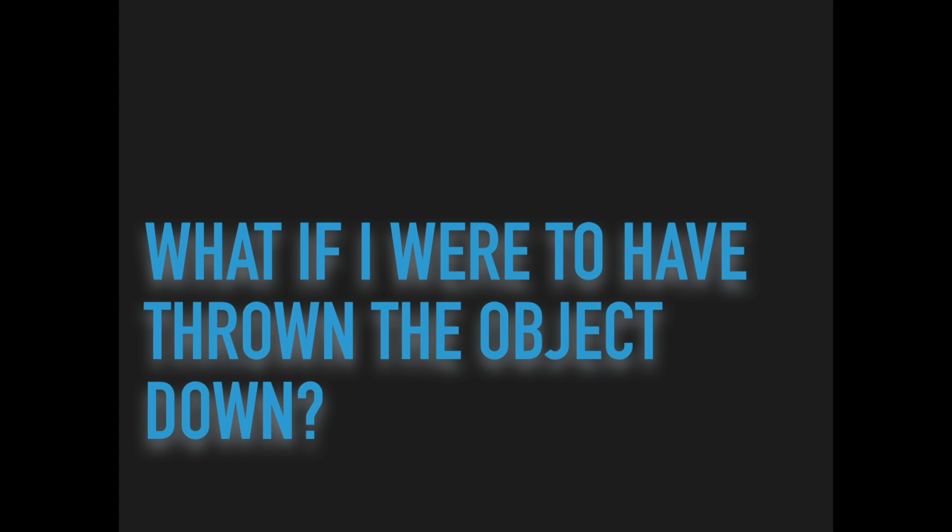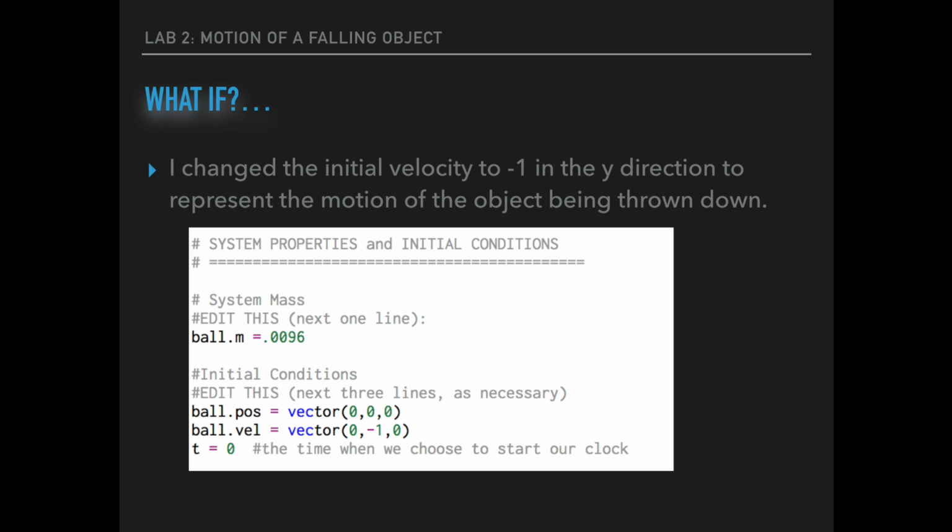With all of that information in mind, let's consider some conceptual questions. What if we were to have thrown the object down? If the object was thrown down, then the initial velocity would not be equal to 0. I changed the initial velocity in the computational model to imitate the motion of the object being thrown down. I ran the code and plotted the points.